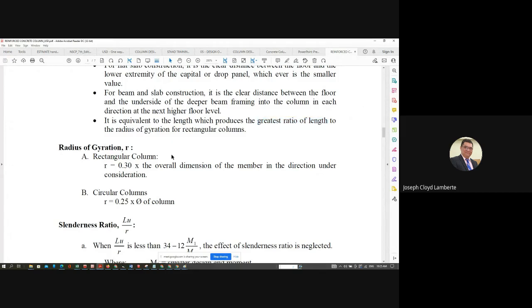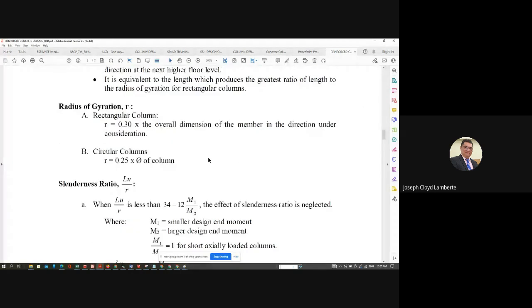So nasa tayo radius of gyration karon. For rectangular column, this is also true for square. So square or rectangular column ni. It is 0.3 times the overall dimension of the member in the direction under consideration. Kung square na, 0.3 na siya times either side sa imong square dimension.